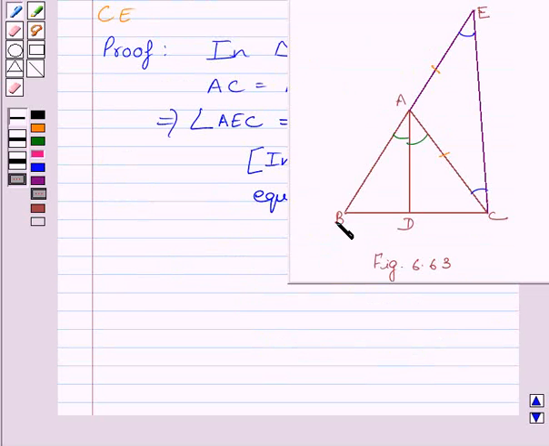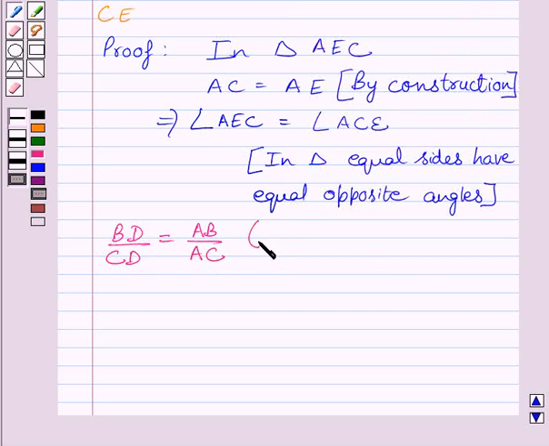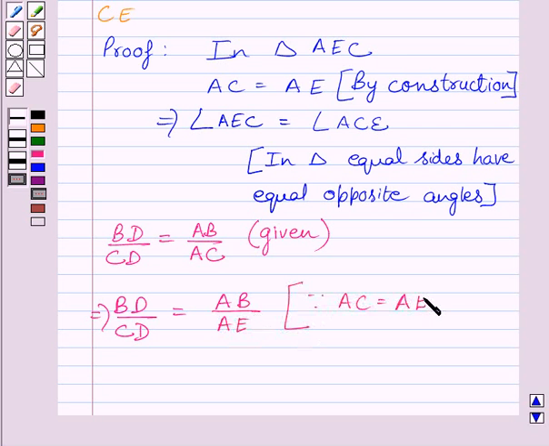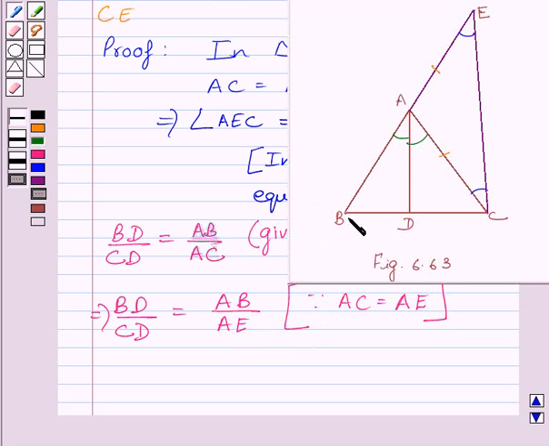Now we know that we are given BD upon CD is equal to AB upon AC. So we can write BD upon CD is equal to AB upon AC. This is given in the question. Now we know AC is equal to AE. So we can substitute AE for AC. Now clearly we can see BD upon CD is equal to AB upon AE implies AD is parallel to CE. By applying converse of basic proportionality theorem, we get AD is parallel to CE.